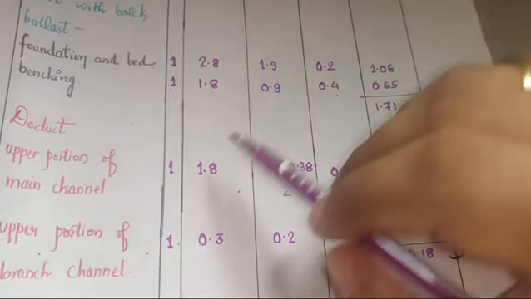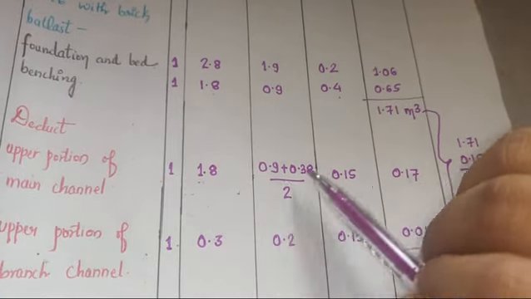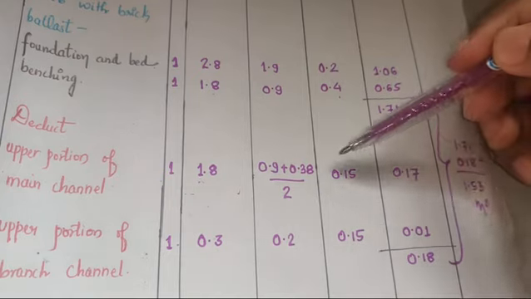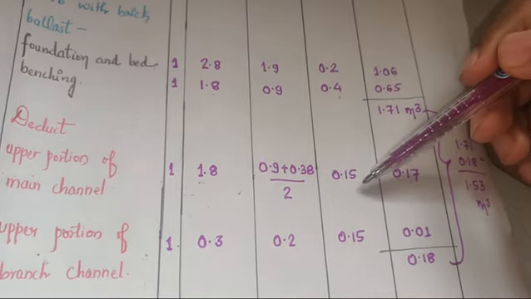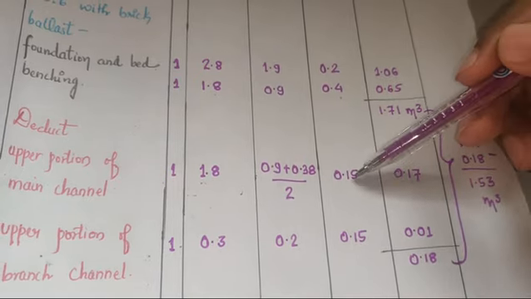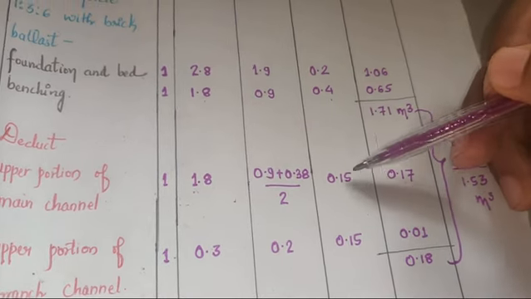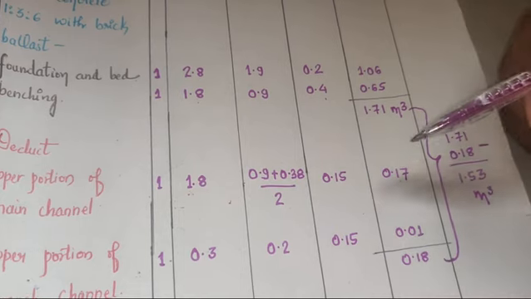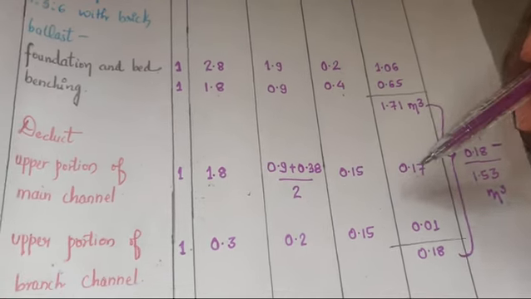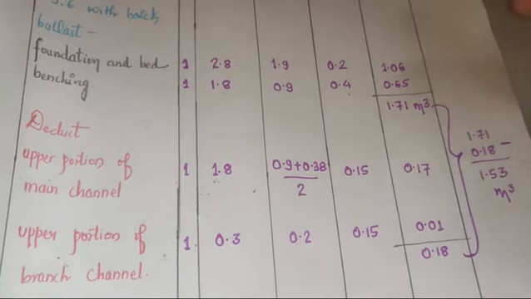So overall your total deduction quantity is 1.8 into the average of this value plus 0.15 depth. I said already 10 centimeter is a relieving arch plus 5 centimeter is added, so 15 centimeter. So 0.15 is the depth. So quantity for deduction for the upper portion of the main channel is 0.17.